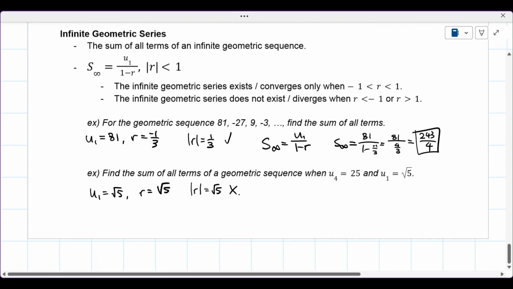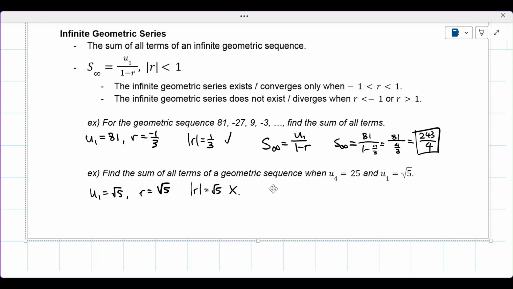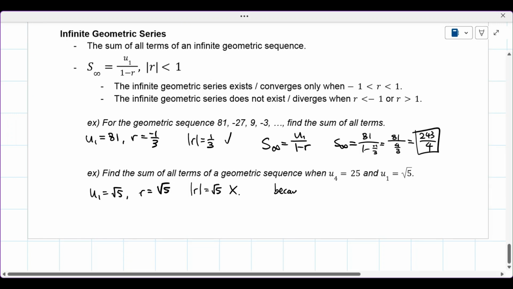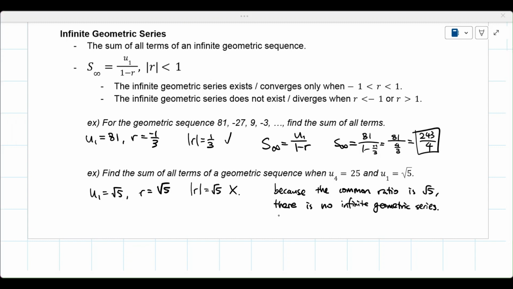What about the second one? Find the sum of all terms of a geometric sequence with r equals square root of 5. Well, this one, it doesn't exist because the common ratio is square root of 5. There is no infinite geometric series. Or we can also say the sum diverges.